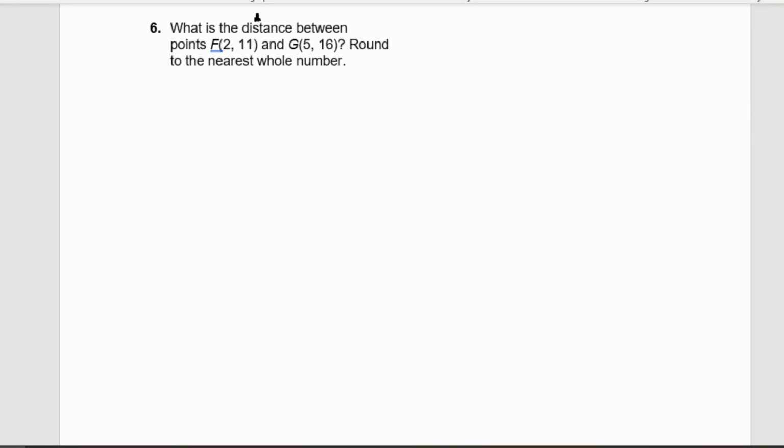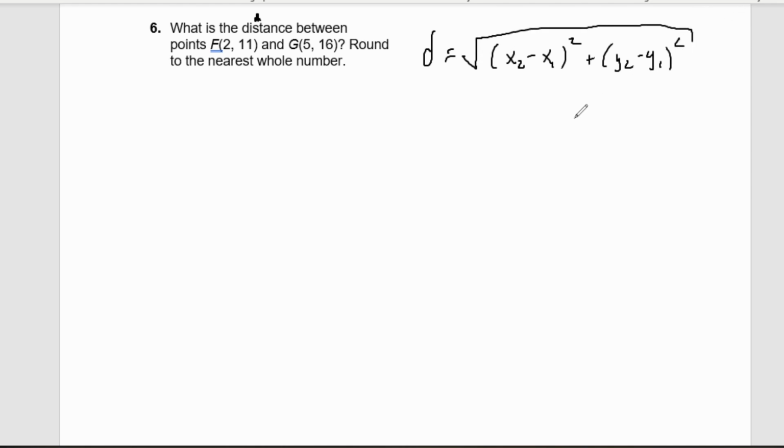So this question says, what is the distance between points F and G? Round to the nearest whole number. Distance clues me in that we're going to need the distance formula, and that is our distance is equal to x2 minus x1 squared plus y2 minus y1 squared. And then we're going to take the square root of that value. And so what I need to do here is assign what are my x1s, what are my x2s, what are my y1s, and what are my y2s.